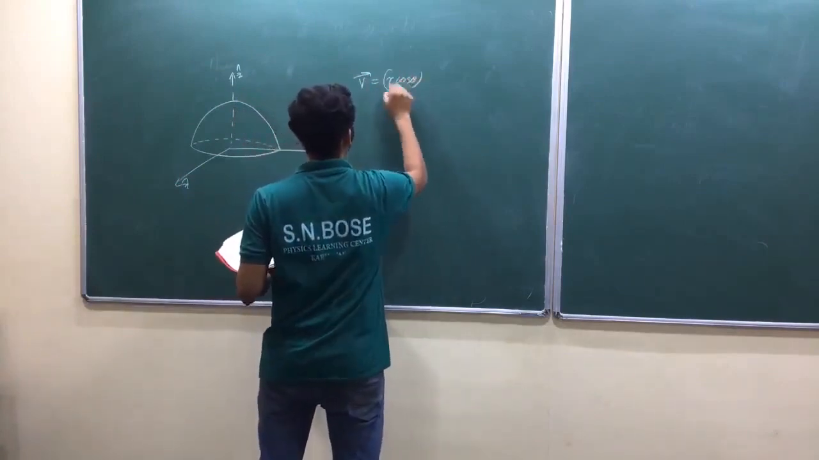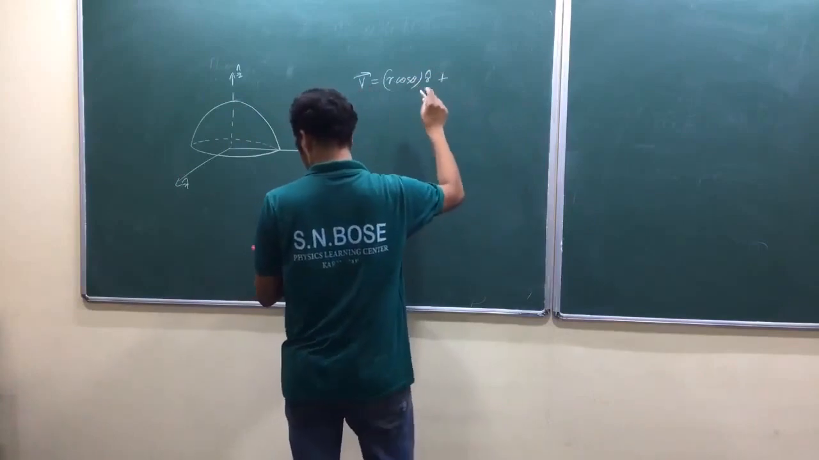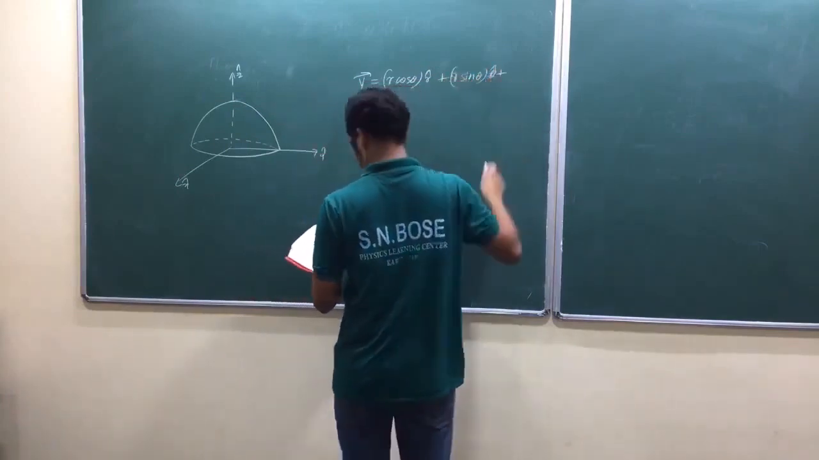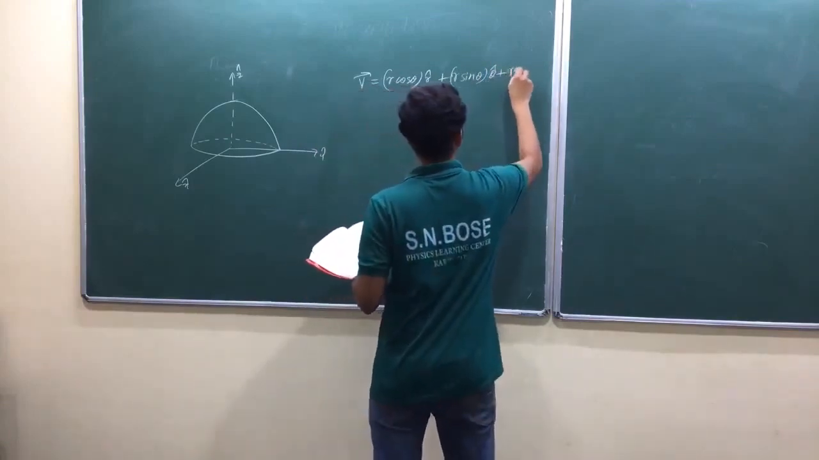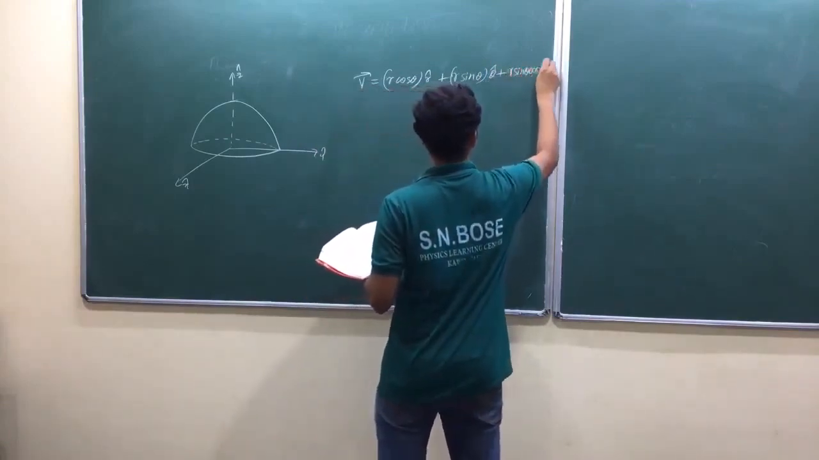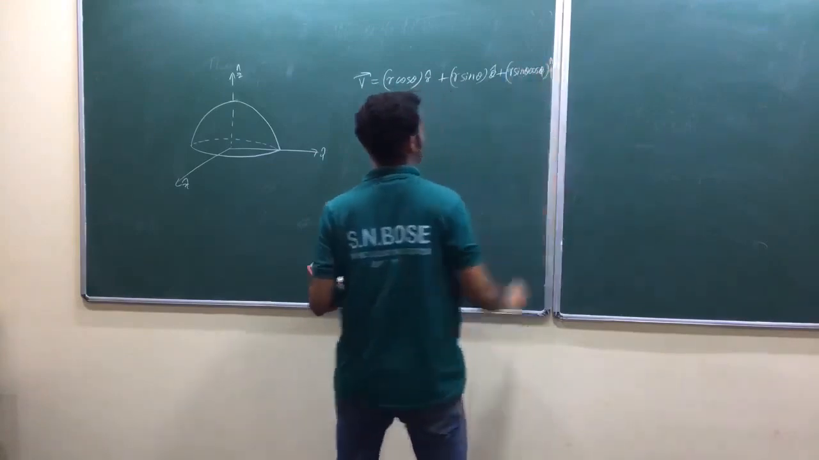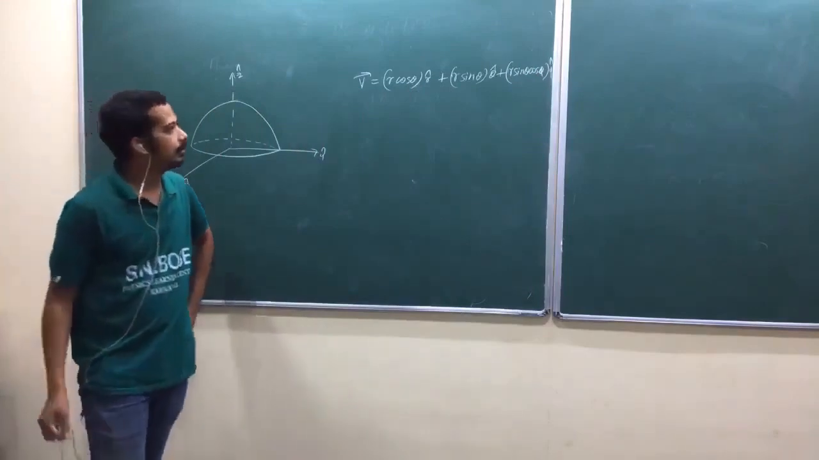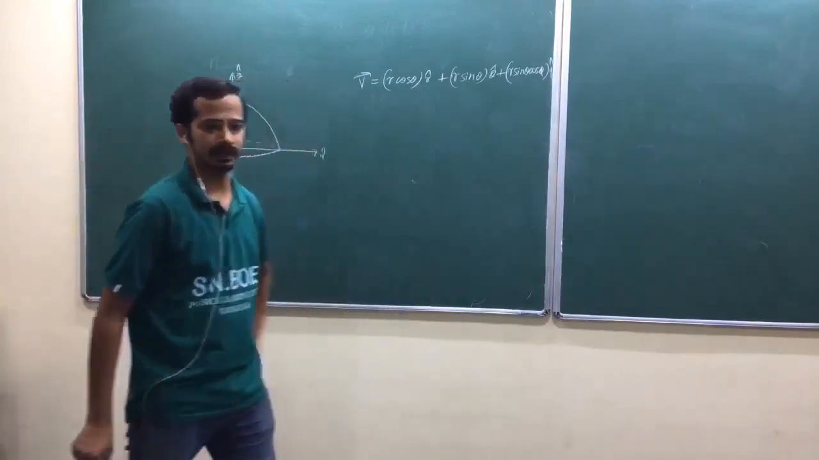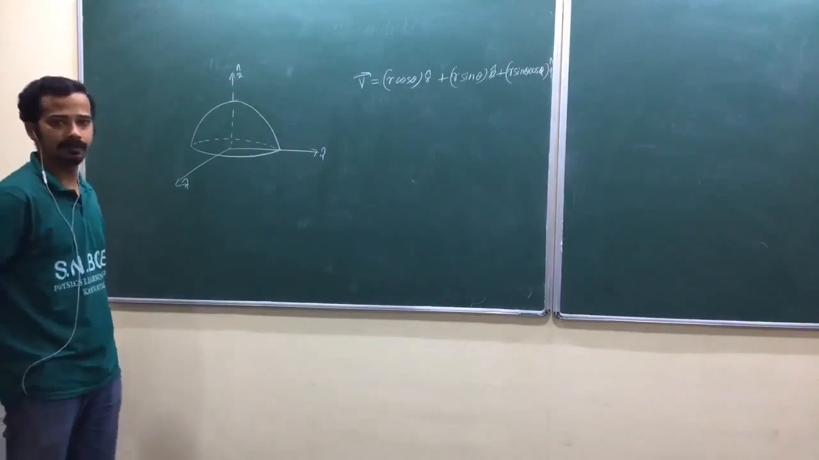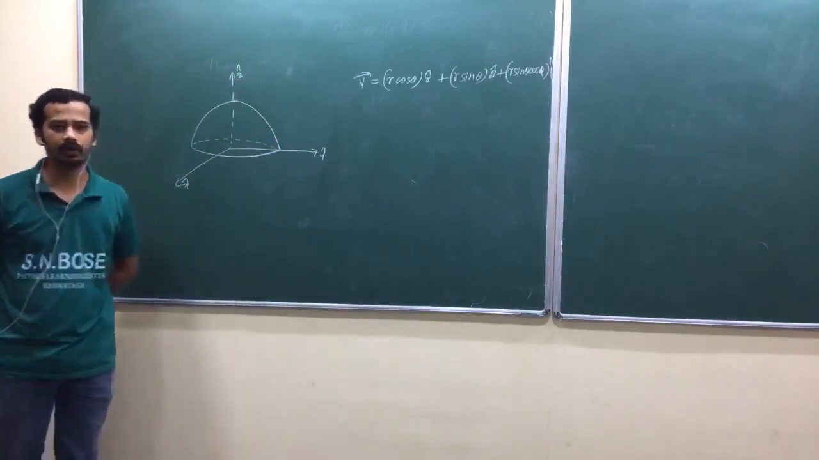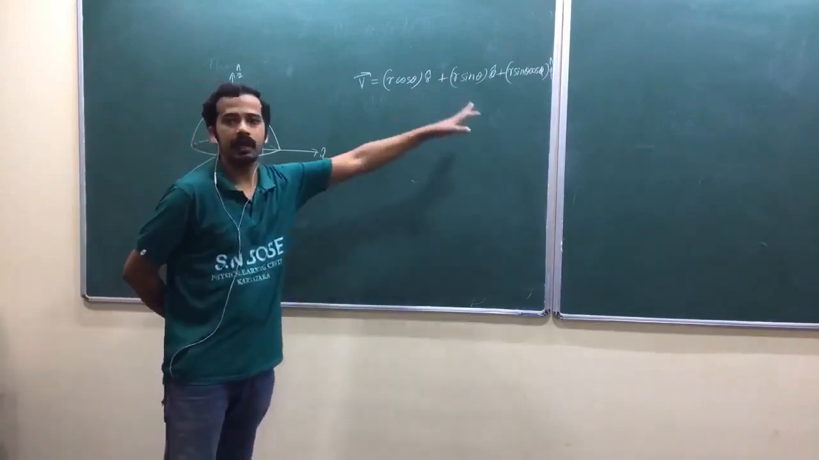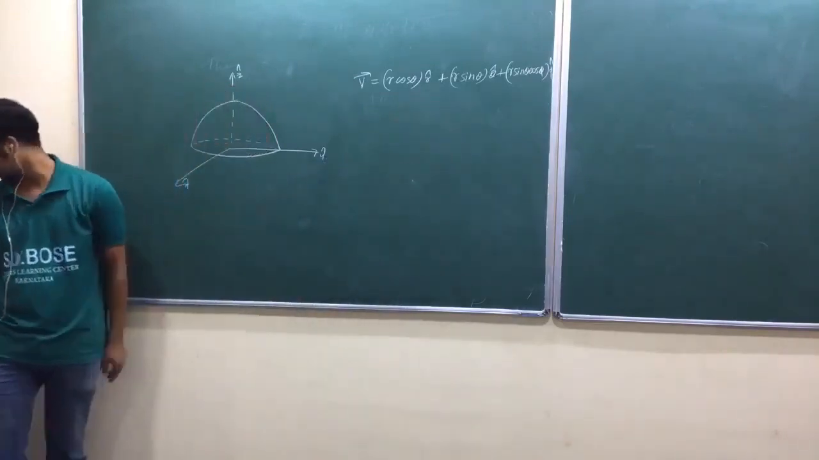r cos theta r cap plus r sin theta theta cap plus r sin theta cos phi phi cap. He has given V_r r cap, V_theta theta cap, V_phi phi cap. Is that okay? So that's why whatever formula you use, divergence or whatever, you have to take it in the spherical polar coordinate.